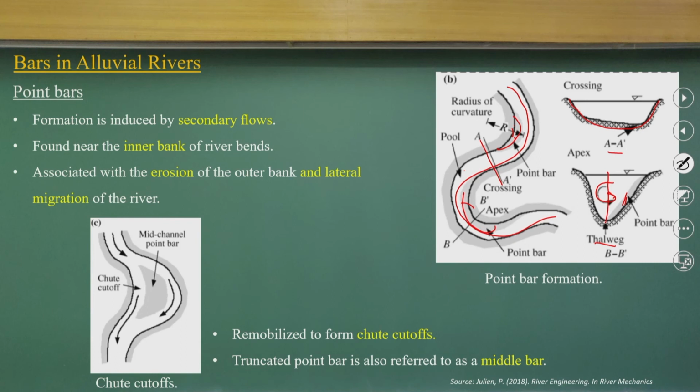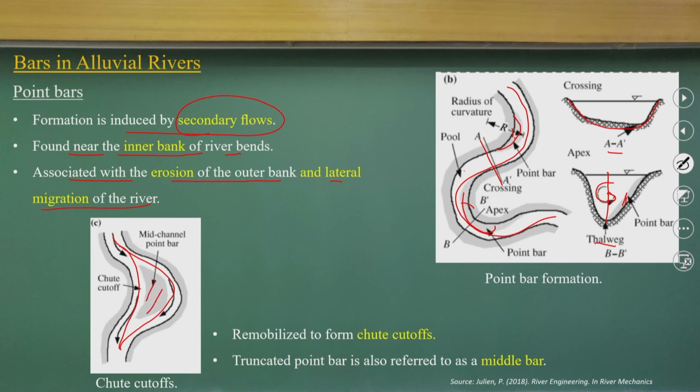Okay. So, as we discussed earlier, you can see that a lot of sedimentary deposition happens. The formation is induced by the secondary current; that is what we try to show many times, how the secondary current formations play the major roles. Point bars are found in the inner banks, associated with the erosion of the outer bank and lateral migration of the rivers. So, the river also has lateral migration, and if you look at this part, it also goes for a cutoff. Okay. It will have the cutoff.